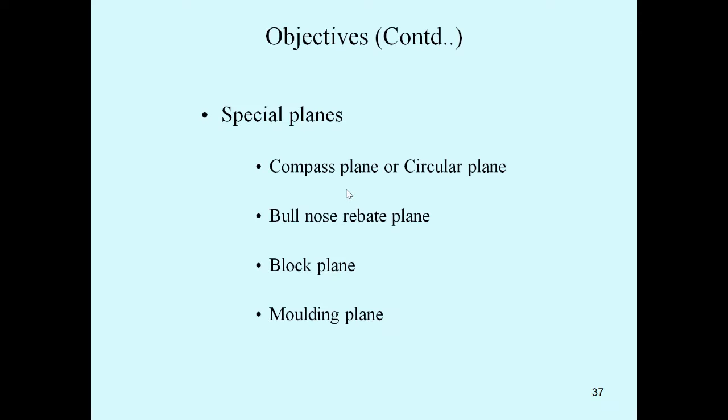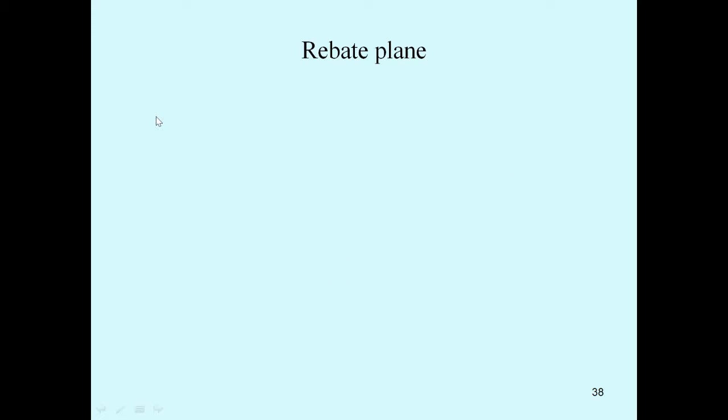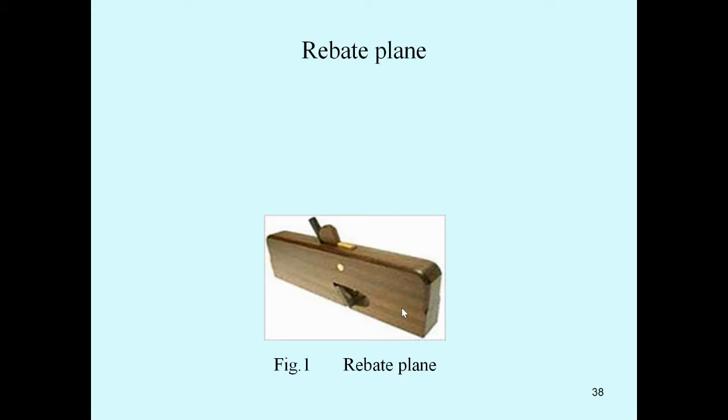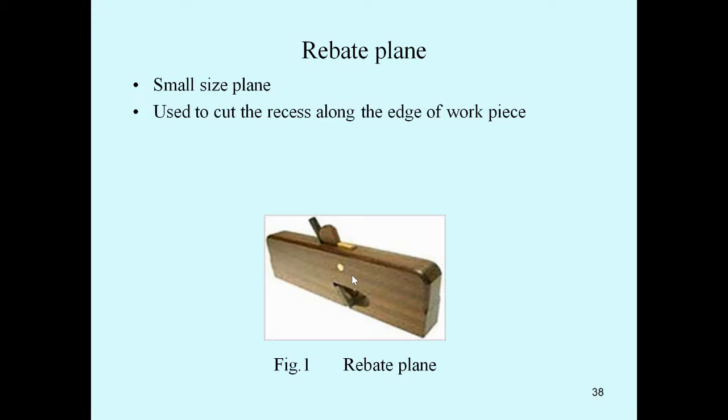Okay, so next one is the rebate plane. You can see the diagram here. The size of the rebate plane is smaller. It is used to cut the recess along the edge of the workpiece. So the rebate plane is used to cut the recess along the edge of the workpiece, and these recesses are called rebates.